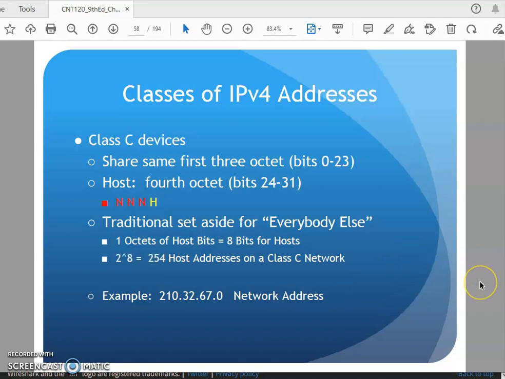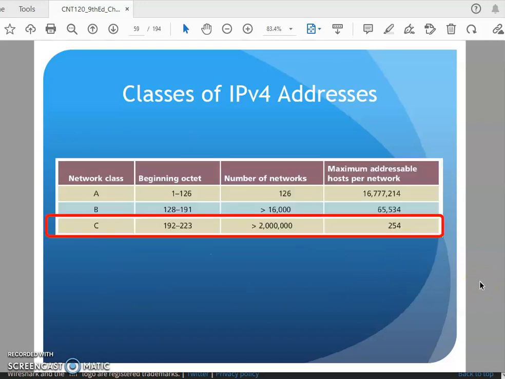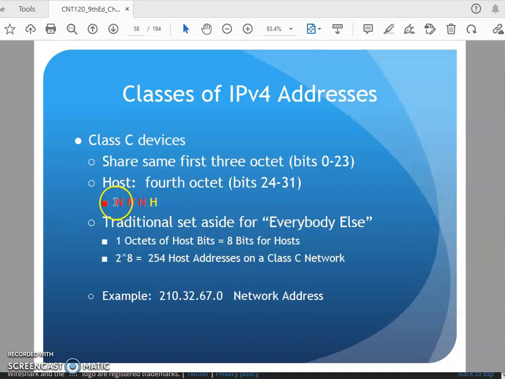Okay, so I would know this was a Class C by looking at the first octet if it was in the 192 to 223 range. So if it was 198, 201, 215, I would know this is a Class C network, and I would know to treat it like so. The first 3 octets are network. The last is host for the computers on that network.